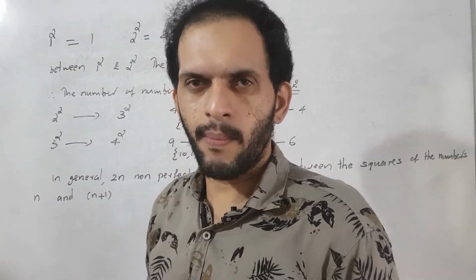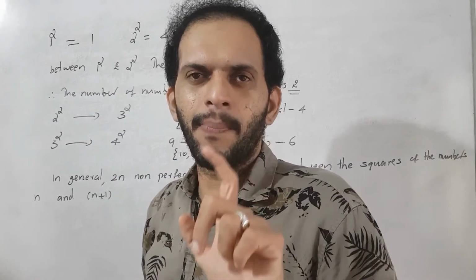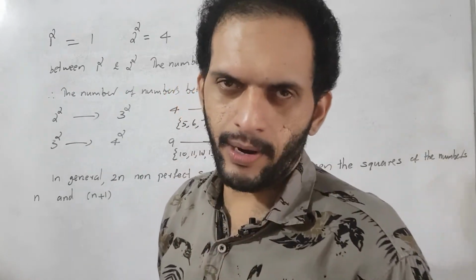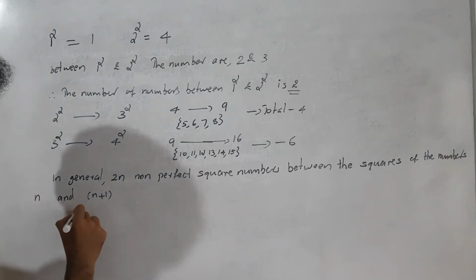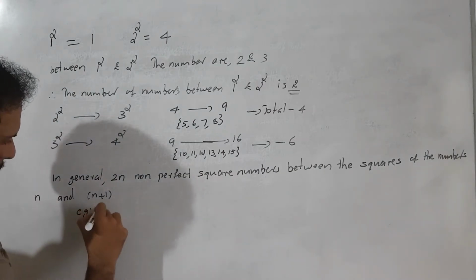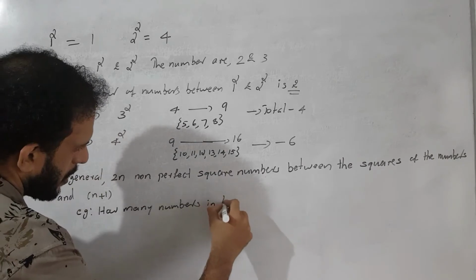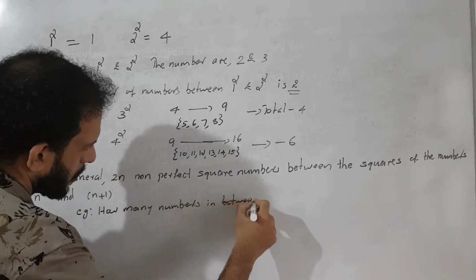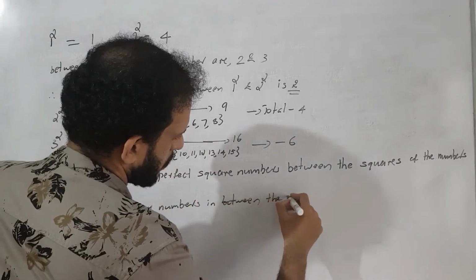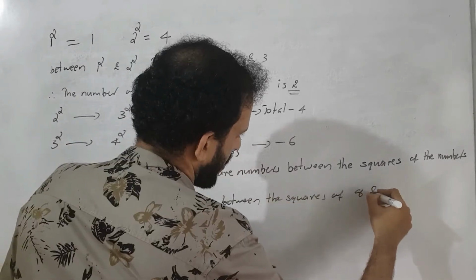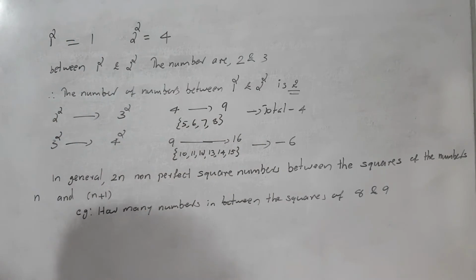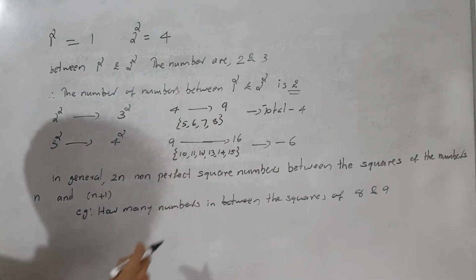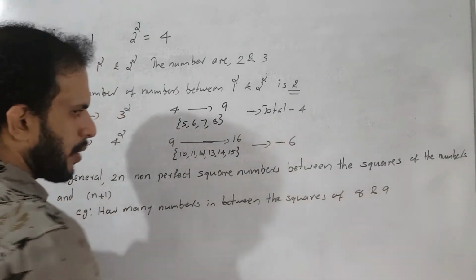That is 2n numbers. That means multiply 2 with the first number. For example, how many numbers do we have in between 8 square and 9 square? That means here we need to find how many numbers are in between 8 square and 9 square.